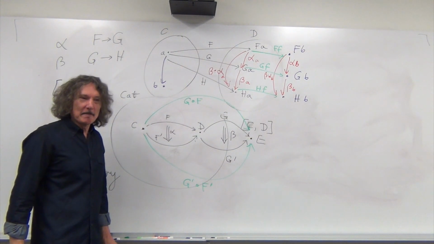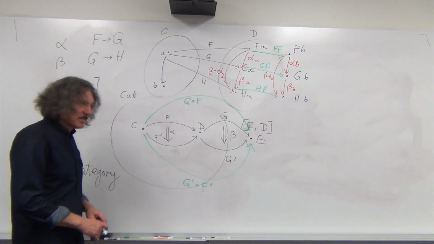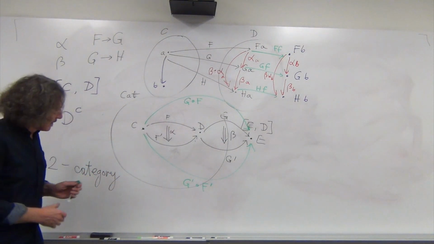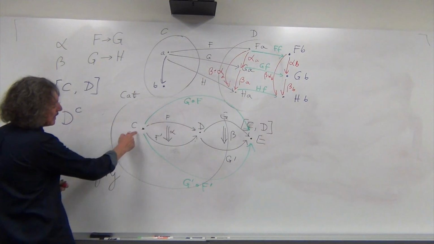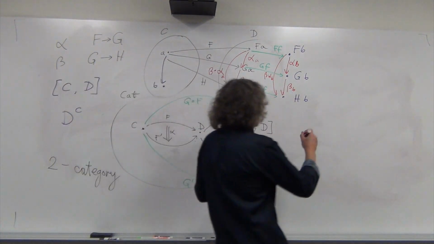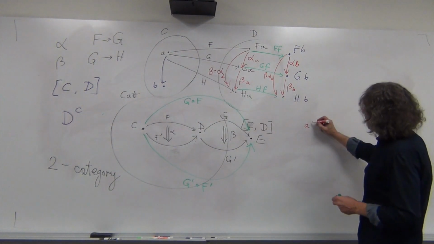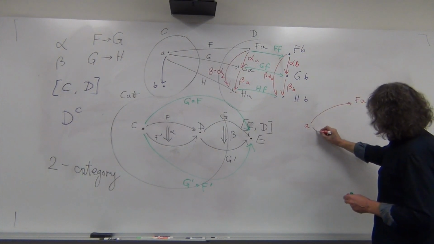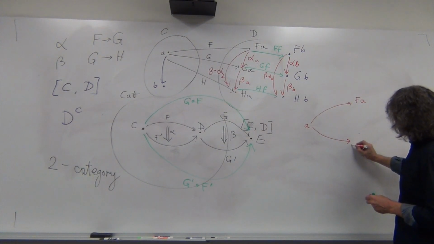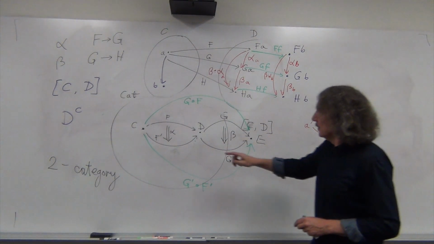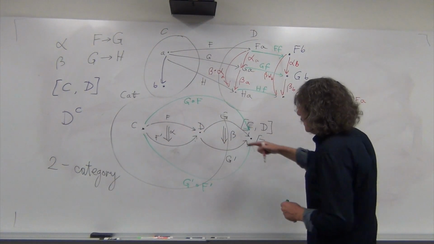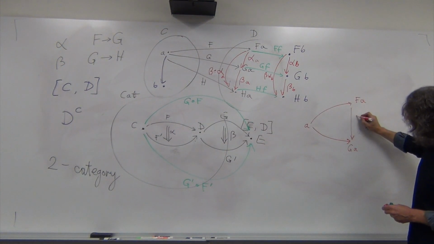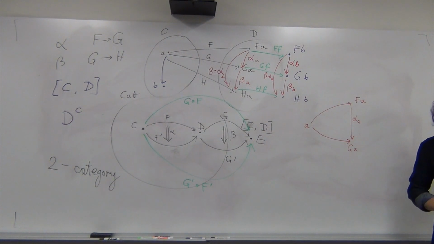Can we construct it? We would have to do this in components, right? So we would pick a component here, let's say some A. Then under F, it would go into FA. Under G, it would go into GA, right? So FA, GA. Now alpha would be this guy, alpha A, right?